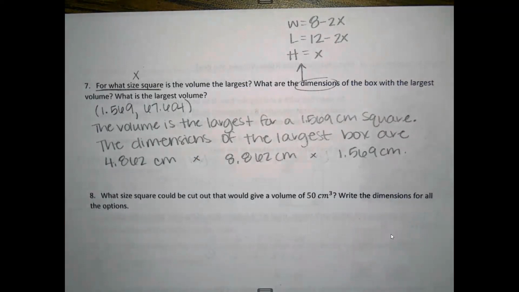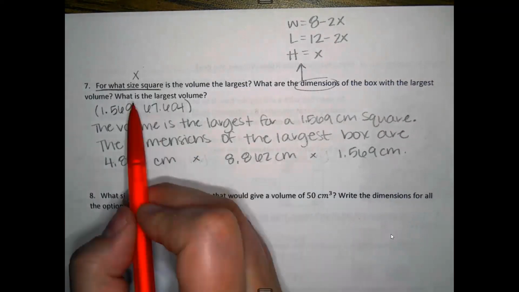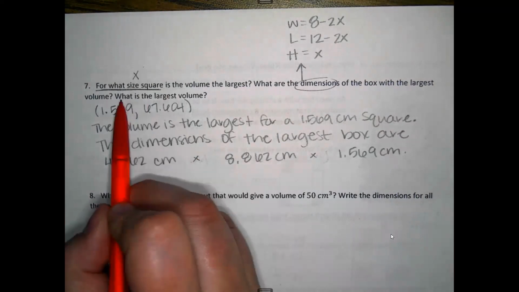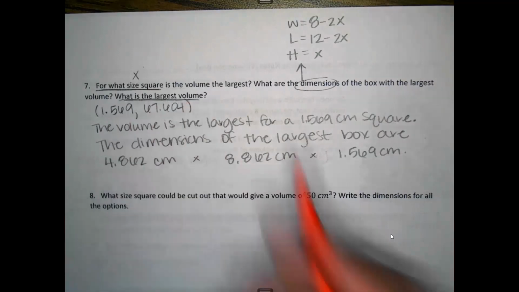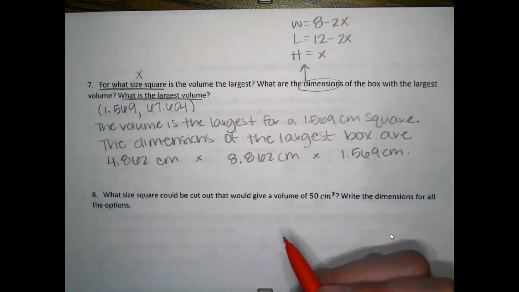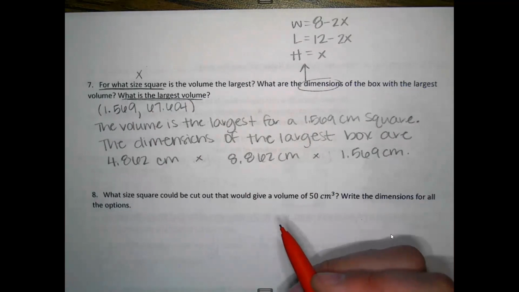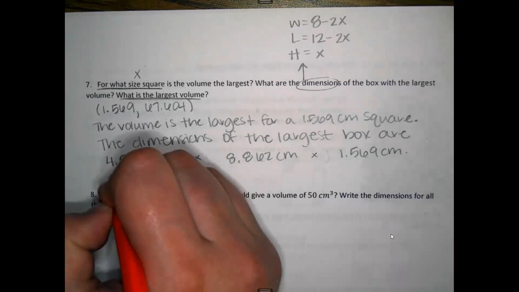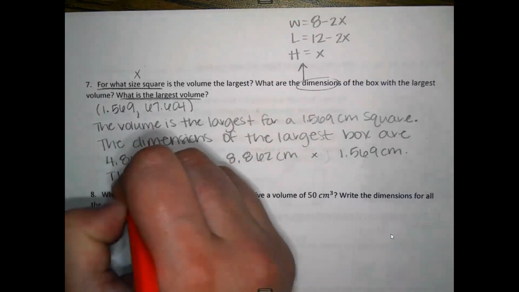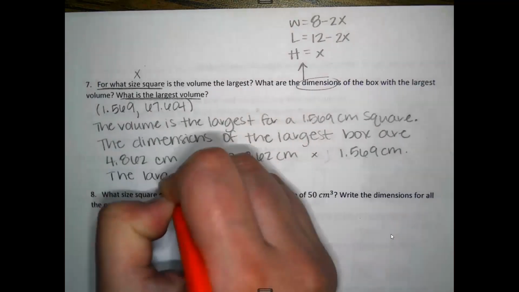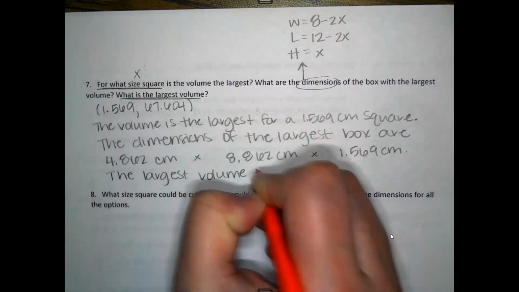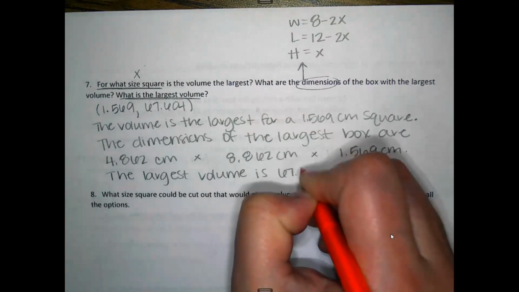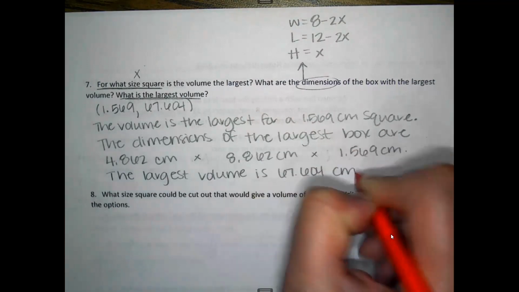Okay, we have a third question. The third question says, what is the largest volume? Is that an x coordinate question or a y coordinate question? What is the largest volume? That's a y coordinate question. The largest volume is 67.604 centimeters cubed.